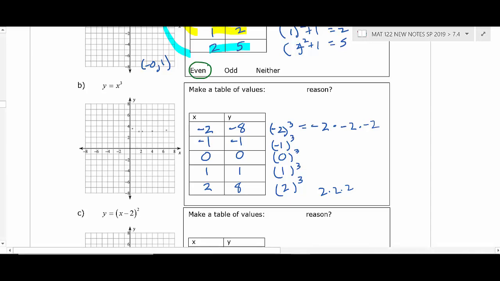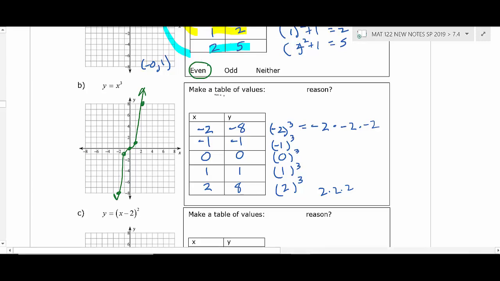So what I'm going to do is graph these points, so go ahead and do that. Just go left 2, down 8, left 1, down 1, 0, 0, 1, 1, and then 2, 8 like that. And that gives the graph of what a basic cubic function looks like. Okay, well, what kind of function is it, do you think? Odd, even, neither? What do you think?